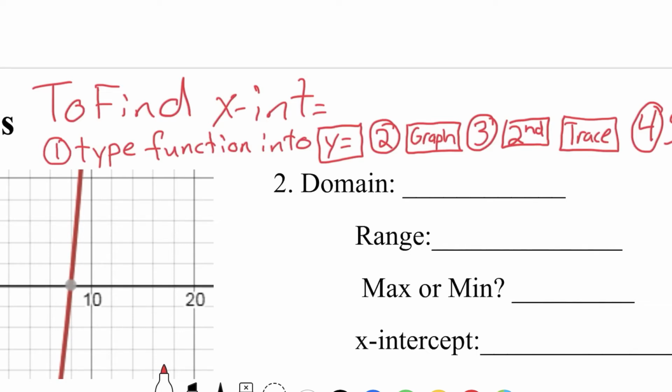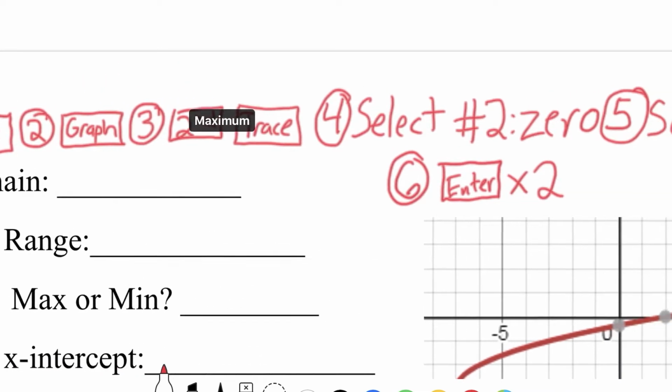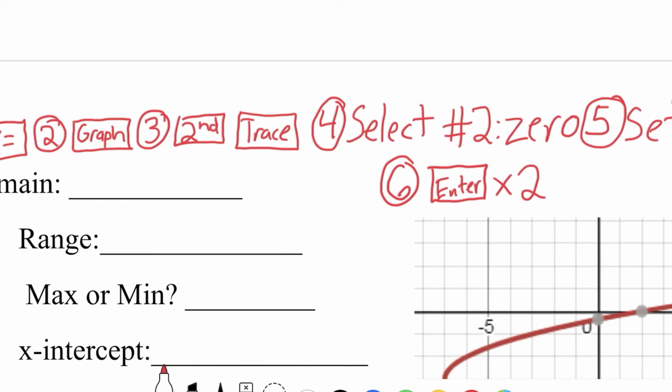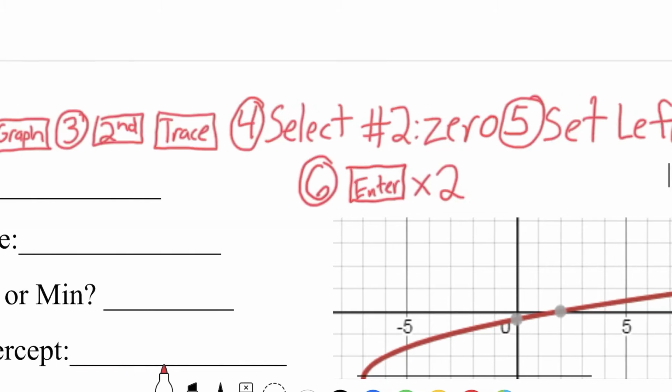at your calculator under the table, or if you are not given a graph like we are in 1 and 2. So the first step is to type your function into your y equals. Step 2 is to push graph. Step 3 is to hit second trace to get that blue or yellow word calc, because you're going to calculate something on the graph. Step 4 is to select number 2 under that calc to find your zeros.